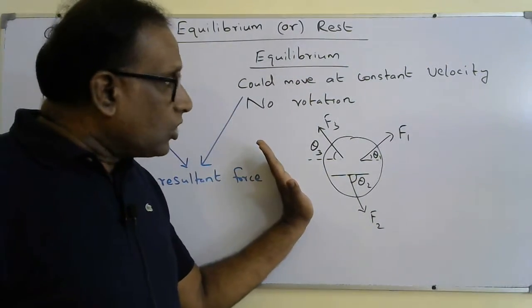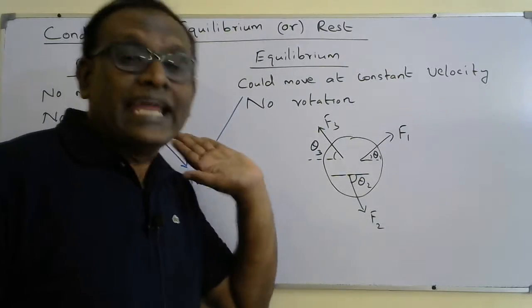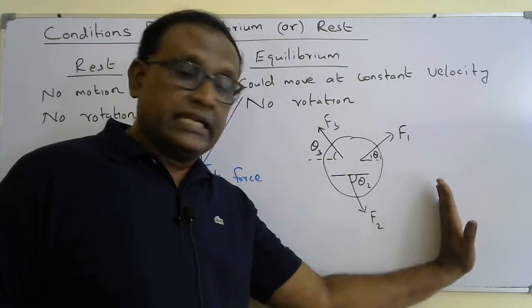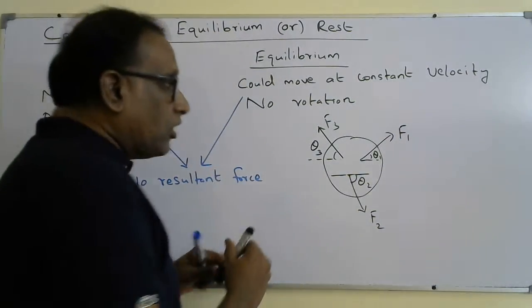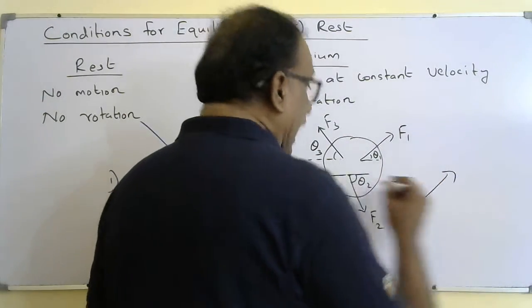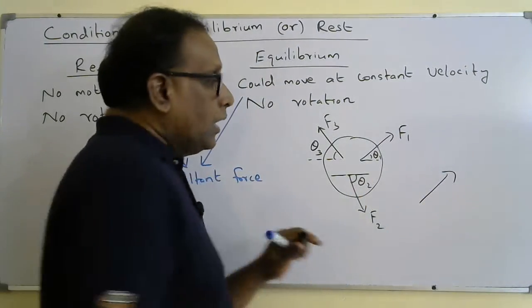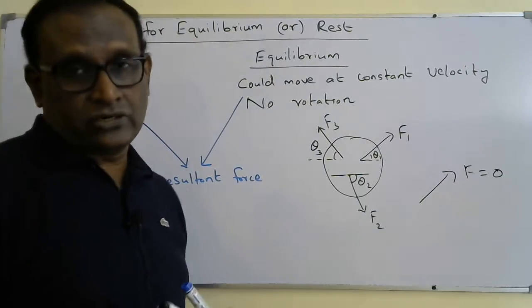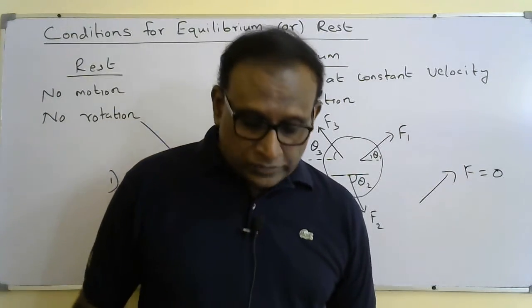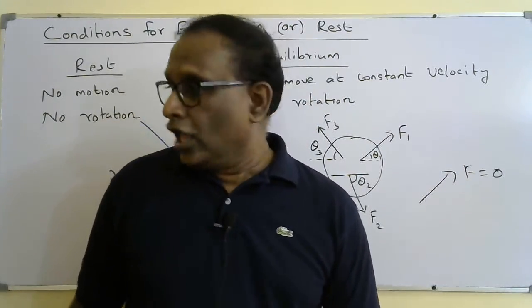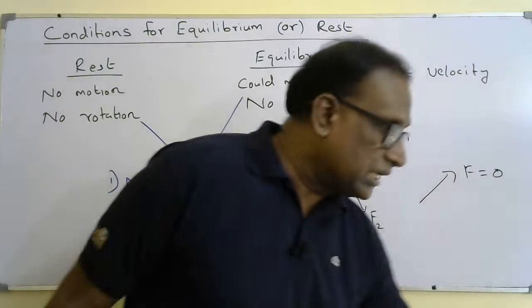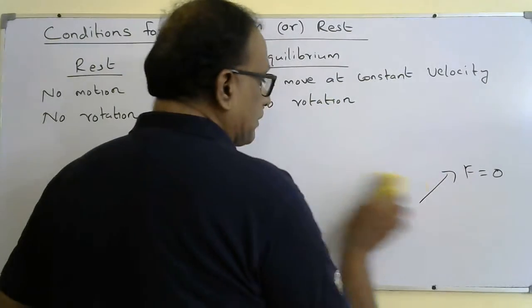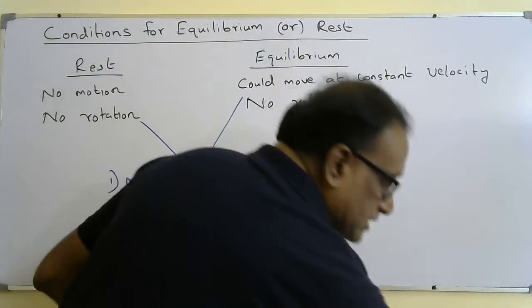Now when you resolve all these forces into any direction, it's not necessary to consider horizontally or vertically. Any direction when you resolve all those forces, depending on the angles you know, you can resolve it. In that direction, the resultant force must be equal to 0. So when an object is at rest or at equilibrium, when we resolve all the forces along any direction, the resultant force must be equal to 0. So that is the first condition.